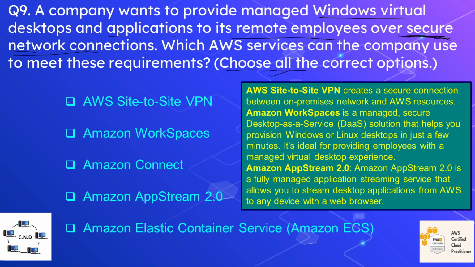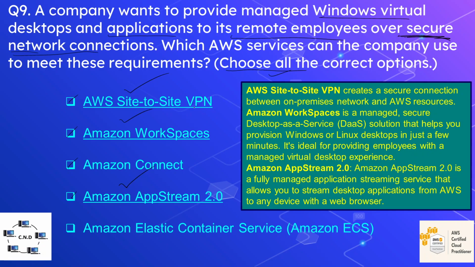The options are A. AWS Site-to-Site VPN, B. Amazon WorkSpaces, C. Amazon Connect, D. Amazon AppStream 2.0, and E. Amazon Elastic Container Service, Amazon ECS. And the correct options are the AWS Site-to-Site VPN, Amazon WorkSpaces, and Amazon AppStream 2.0.